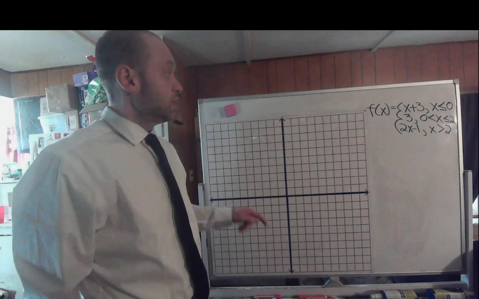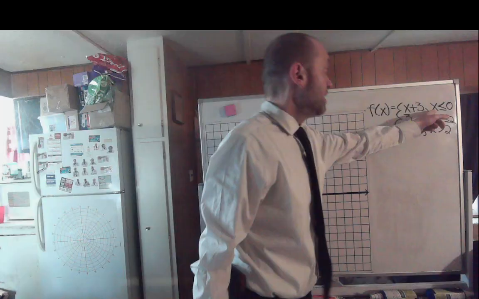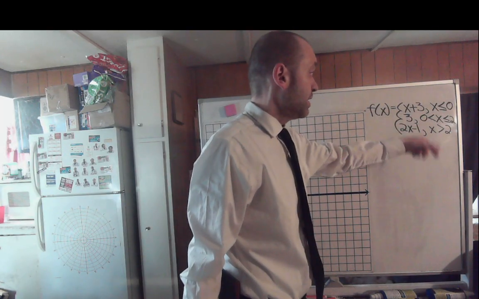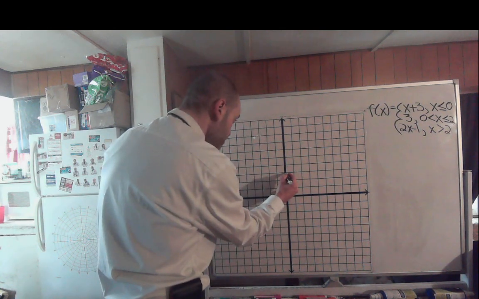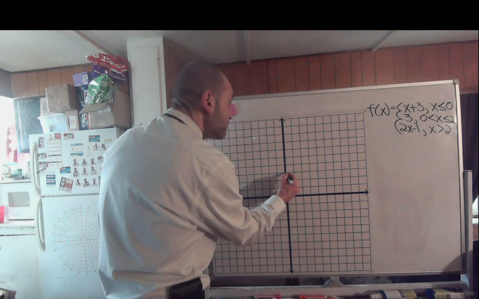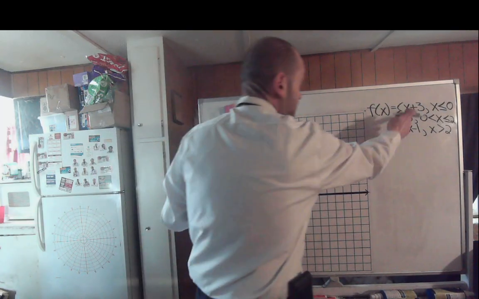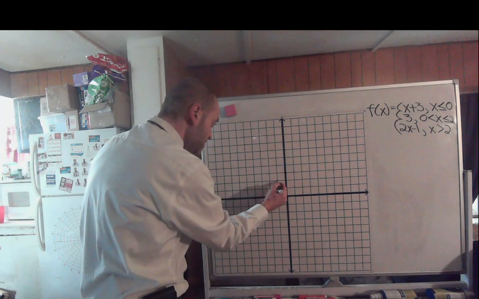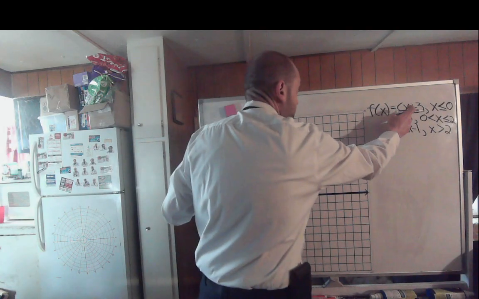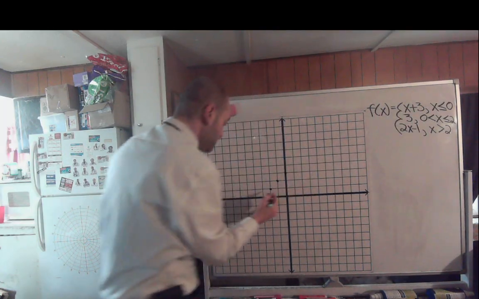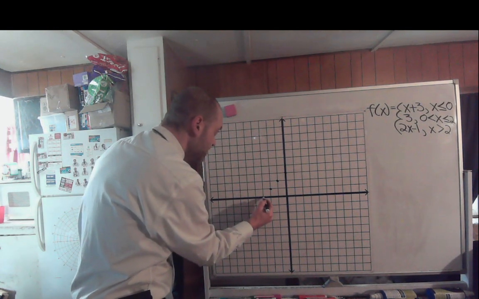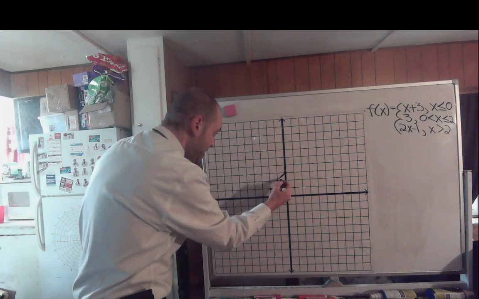So let's start with x equals 0. It is defined for x plus 3. So 0 plus 3 is 3. That'll put you up here at 0, 3. Let's do negative 1. Negative 1 plus 3 would give you 2. Negative 2 plus 3 would give you 1. Negative 3 plus 3 would give you 0. So you see which way this is actually going.